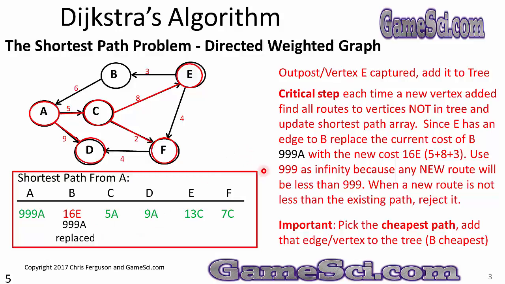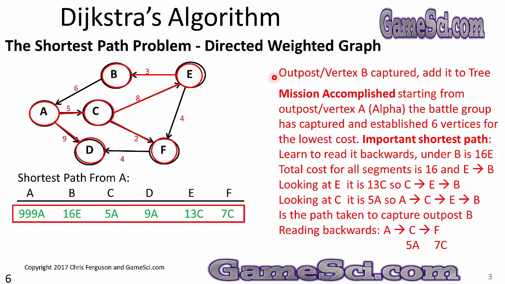We use 999 as infinity because any new route will be less than 999. When a new route is not less than the existing path, we reject it. But when the new route is cheaper than the existing path, we replace the old cost. It's important to pick the cheapest path. Add that edge or vertex to the tree. We now have a path to B and a cost of 16. Let's add B to the tree.